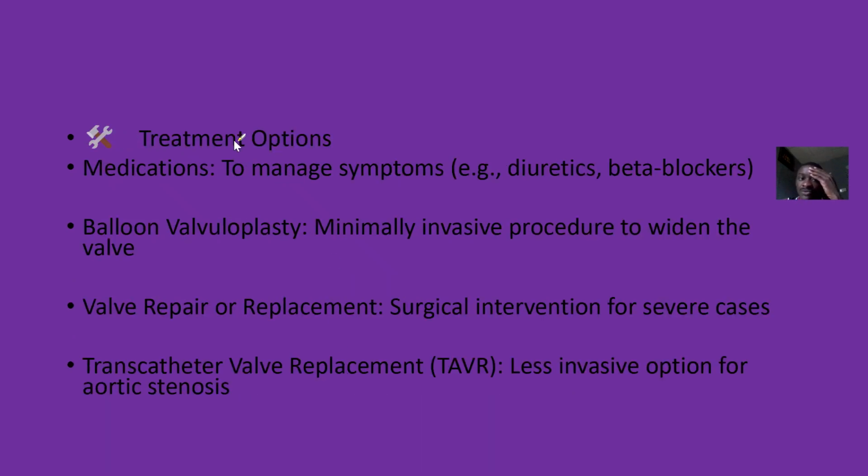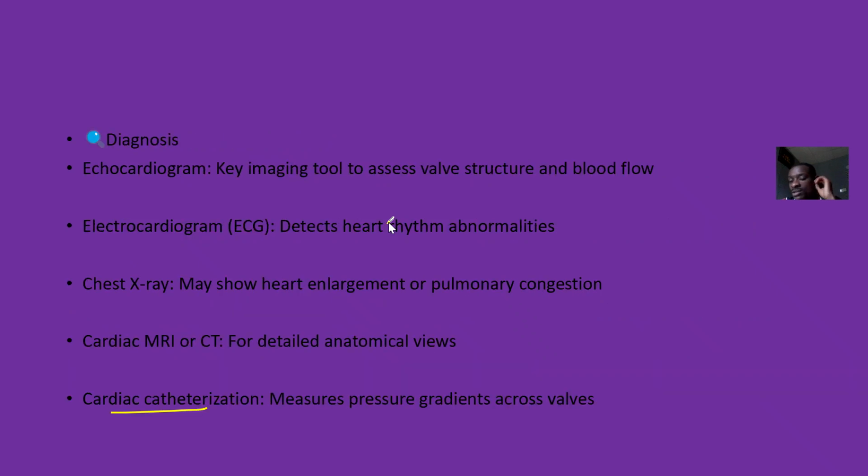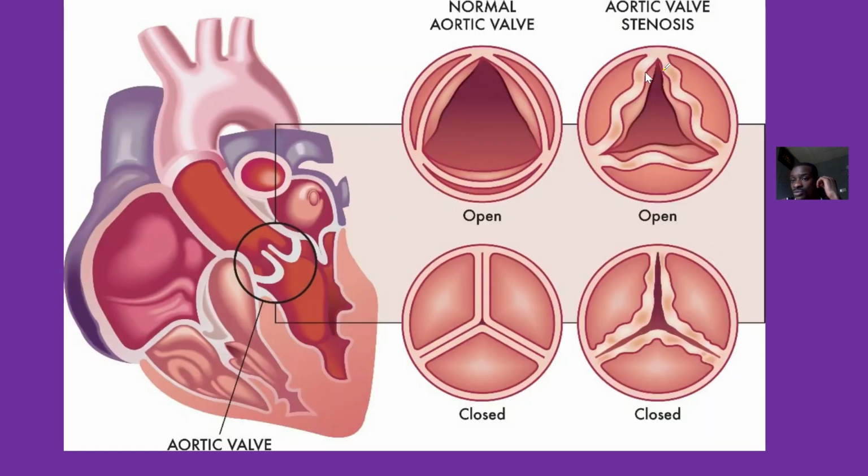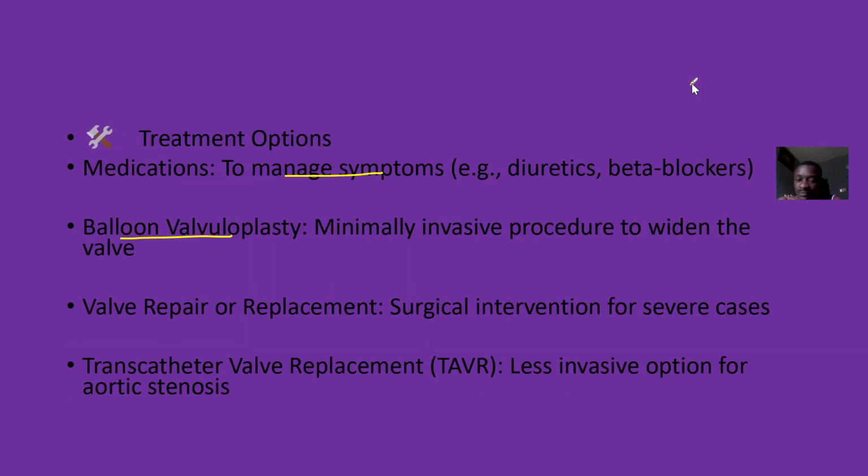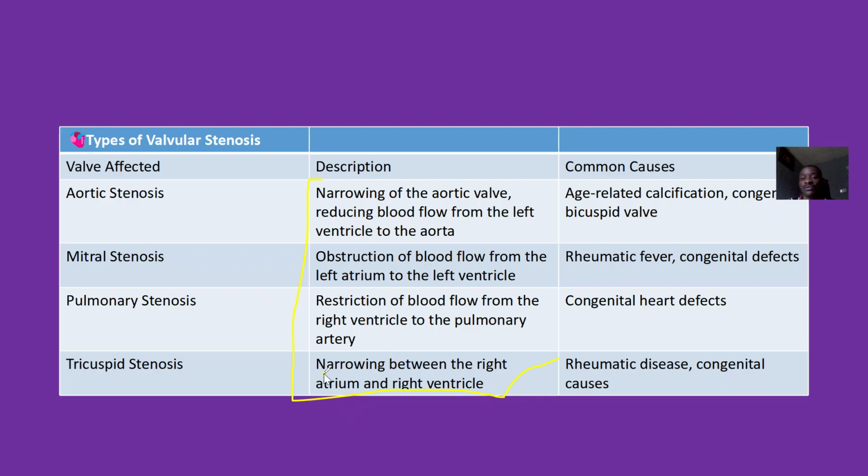For treatment options, there are medications just to manage the symptoms, like diuretics and beta blockers. Then balloon valvuloplasty. This one, they can do a procedure to put a device like a balloon there, which will help to keep the valve area open. Then valve repair or replacement, and transcatheter valve replacement surgery can also be done for that.